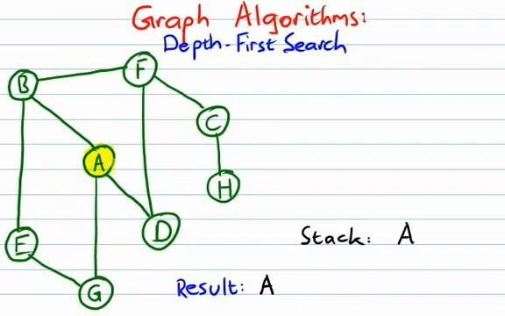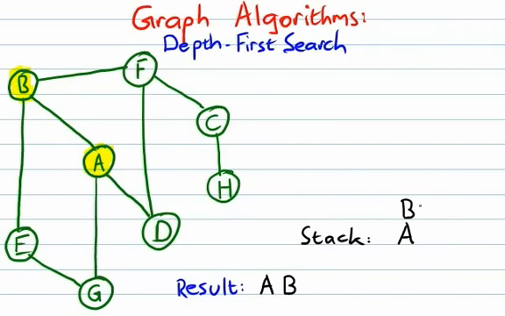Okay, now we take a look at the vertex at the top of the stack, A, and all of the vertices adjacent to it that haven't yet been visited. So that's B, D, and G. And we're going to visit the first of these in alphabetical order, which is B. So we take the vertex B, we push it onto the stack, we visit it, and we mark it as visited. And now we repeat the procedure.